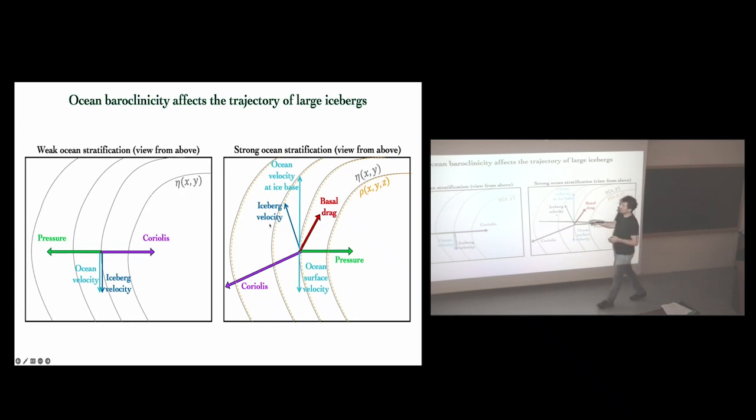So this is the case of weak ocean stratification, a geostrophic balance. And this is the case where you introduce basal drag. So you have the ocean surface velocity like this, you have the ocean velocity at the ice base, and you have the iceberg moving like this. So the iceberg is moving like this, the ocean velocity at the base is dragging the iceberg in this direction, and then you have Coriolis and pressure. So it will basically move the iceberg in a different way than the mean ocean velocities.